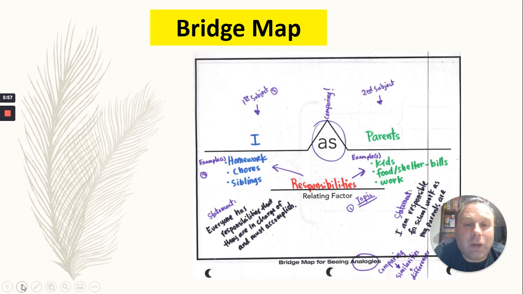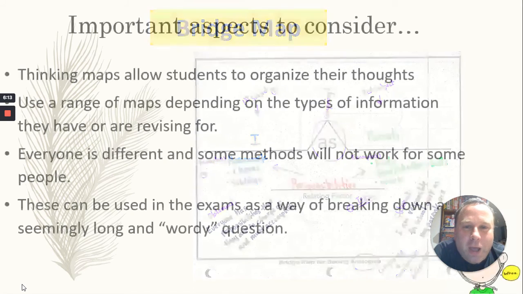We've got a student here who's connected himself or herself to the parents, and the relating thing, the thing that's common for both of them, is responsibilities. So they've got homework and chores, and we've got kids and food, shelter, bills, all that sort of stuff.